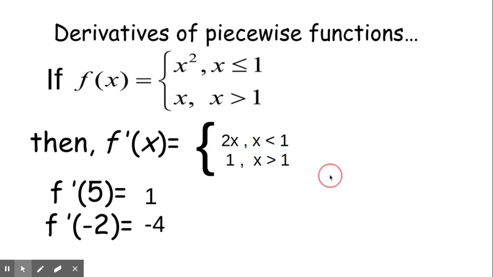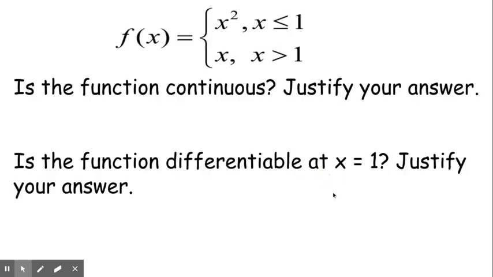So let's ask that question. First, let's ask the question, is the function continuous? And it says justify your answer. For a function to be continuous, the limit has to exist everywhere, or the value of the function has to exist everywhere. If we look at this, x squared and x are actually both continuous functions on their own. So the only place there could be a discontinuity is where they meet.